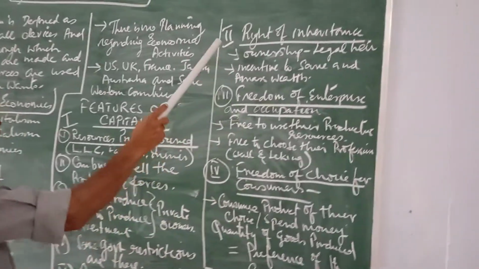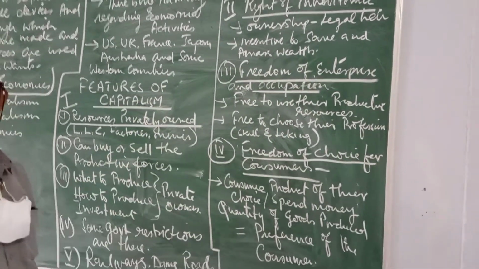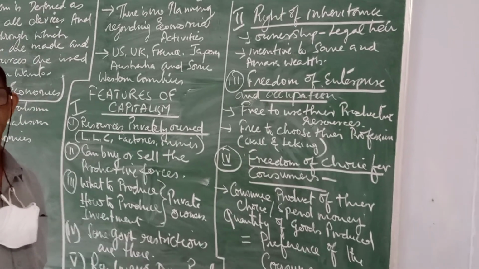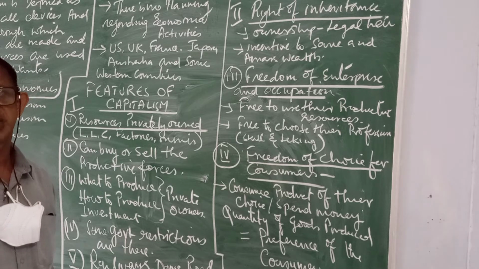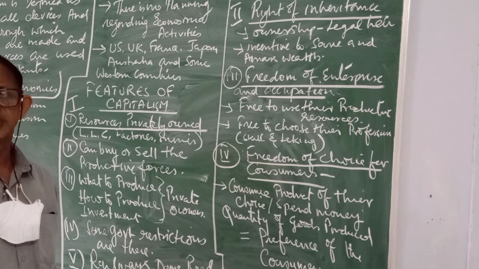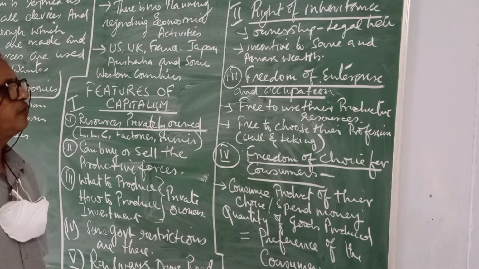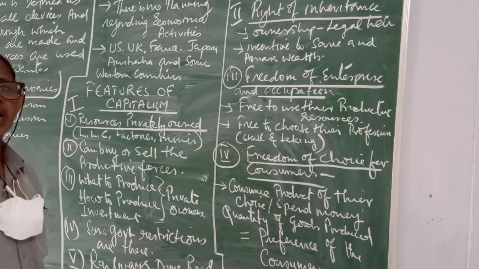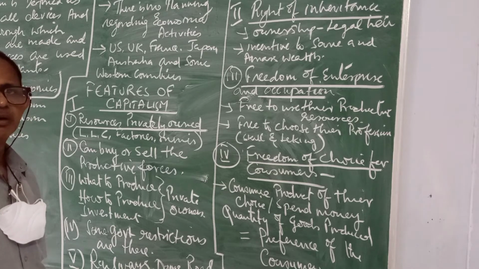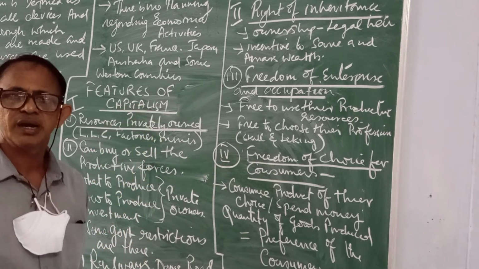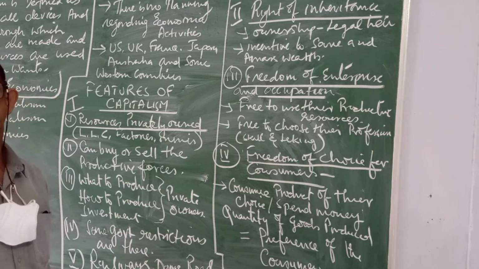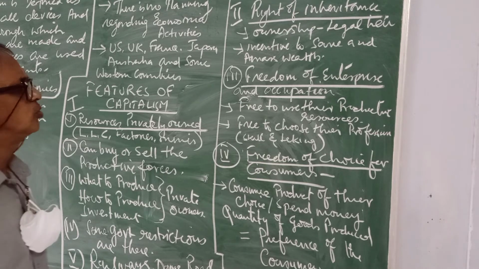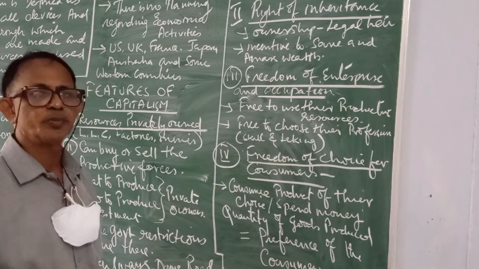Now I am coming to the second point, right of inheritance. This is a very interesting point in a capitalistic economy. Right of inheritance means, suppose I am the business owner, a capitalist, I have the right to transfer my business to my legal heir, and therefore I have the incentive to amass wealth. This is a very good incentive for the private owners. Then freedom of enterprise and occupation.